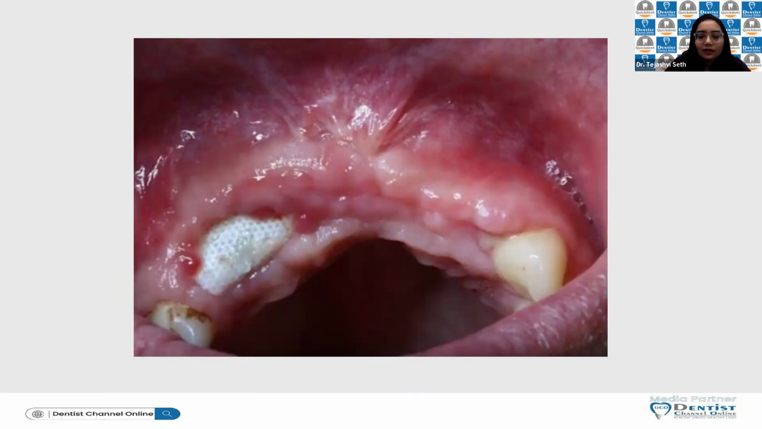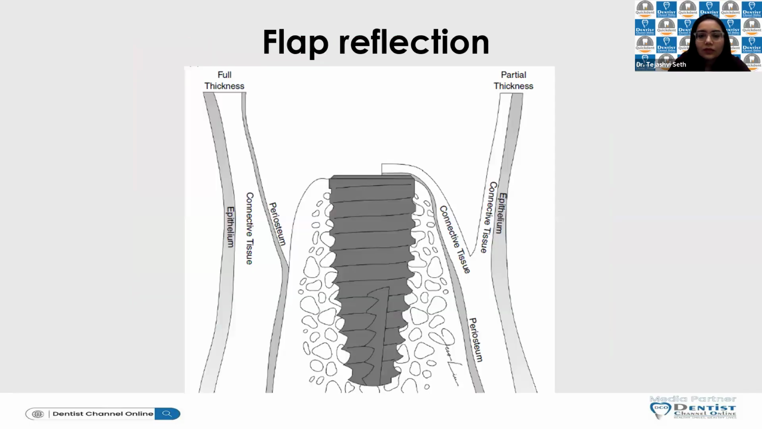So no matter how good your placement is, it will ultimately have some kind of dependence on how you manipulate your soft tissues as well. So let's come down to the very basics. What kind of flap reflection do you require? A full thickness or a partial thickness?